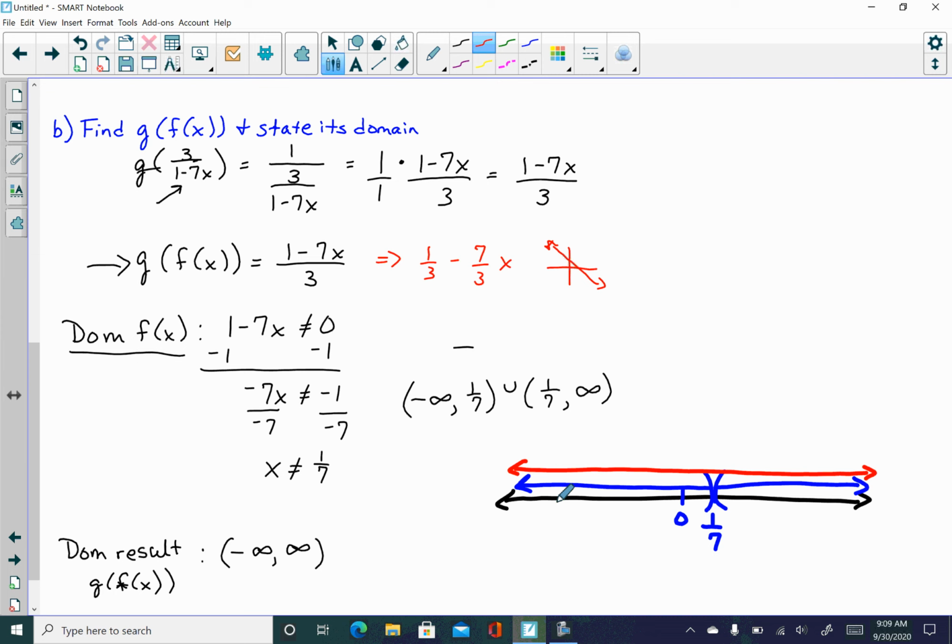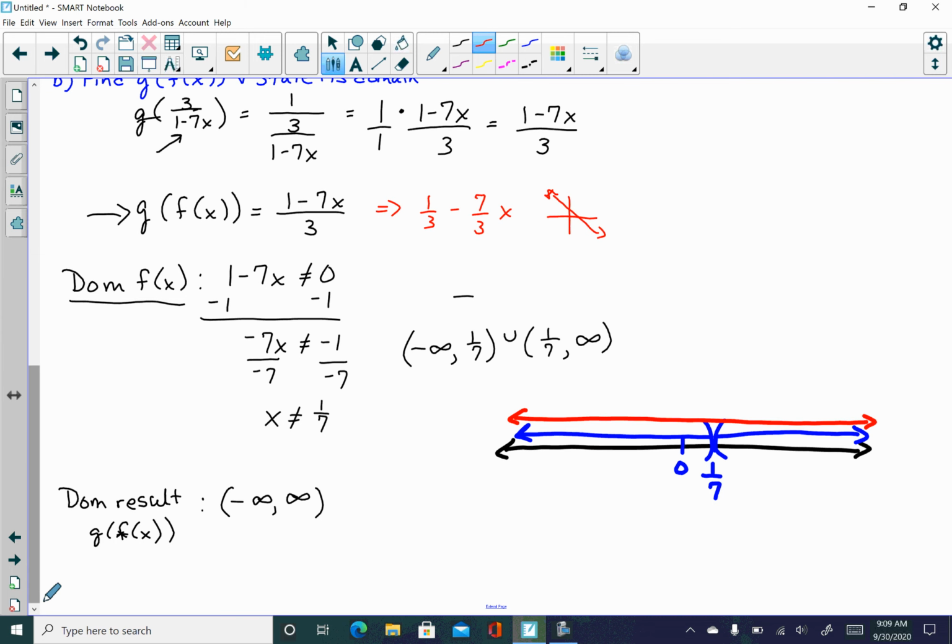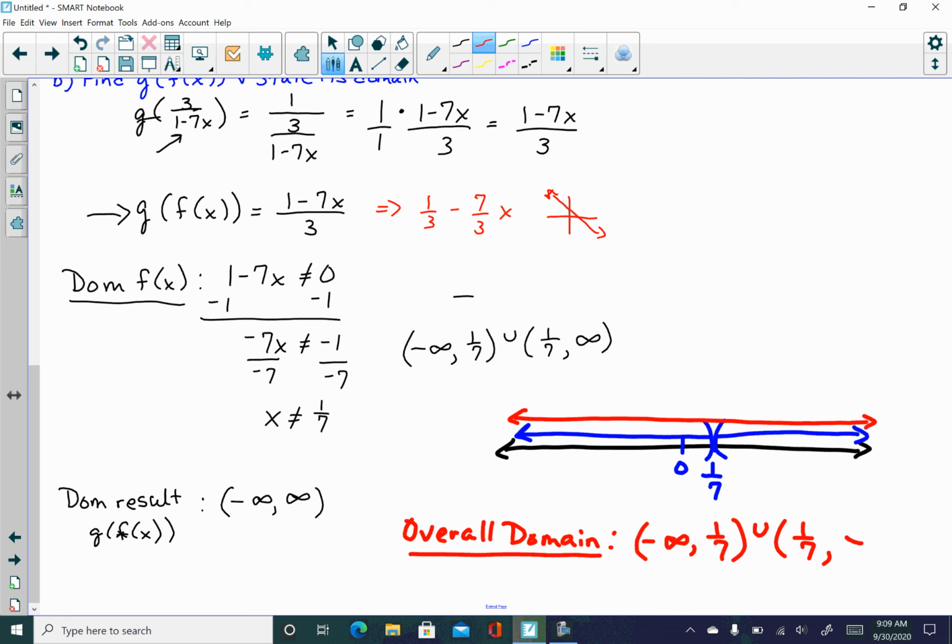So here, my overall domain will be where those red and blue lines are on top of one another. Hopefully you agree that that's everywhere but at the 1/7. So I can say that my domain here is negative infinity to 1/7 union 1/7 to infinity. That would be your overall domain for this function.